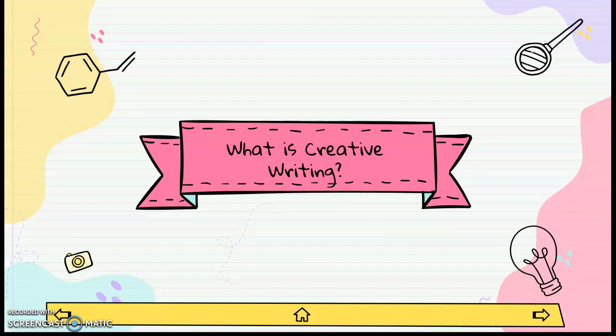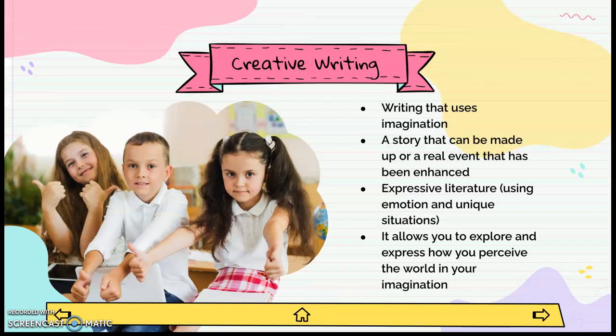So the first topic that we'll be talking about is, what is creative writing? Creative writing is writing that uses imagination. Creative writing can be a story that can be made up or a real-life event that has been enhanced. Creative writing is also considered to be expressive literature, or literature that uses emotion and unique situations to portray a story or a main idea. It also allows you to explore and express how you perceive the world inside of your imagination.